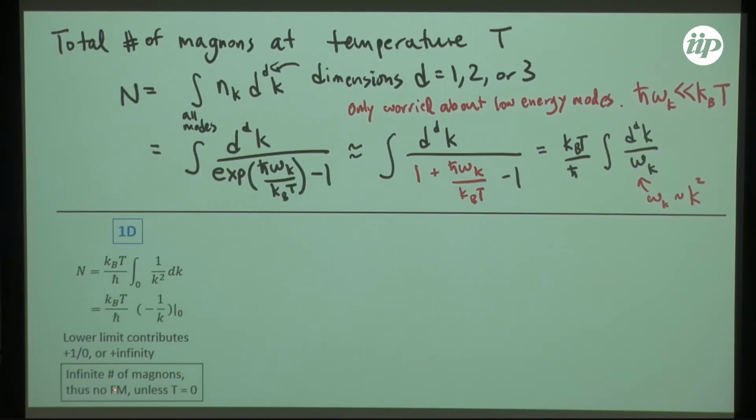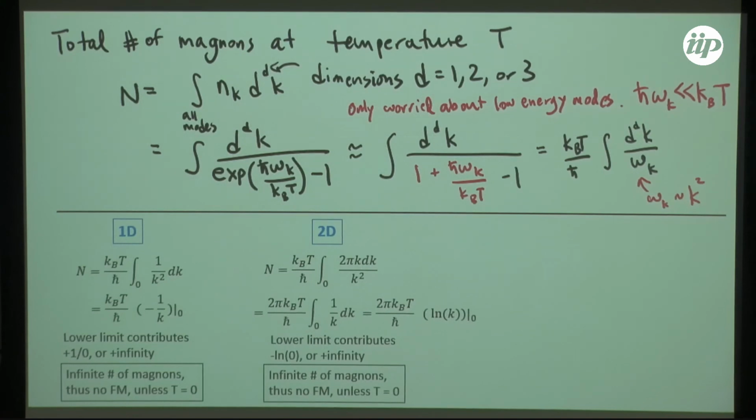Okay? Unless the temperature is 0, so temperature 0 will make the number of magnons 0 and you're saved. Okay, and it's even better than multiplying by T. Okay, 2D. Now your d2k is like 2 pi k dk. Okay, that's the element. And now one of the powers of k cancels, so it becomes 1 over k. You could integrate that as the natural logarithm of k.